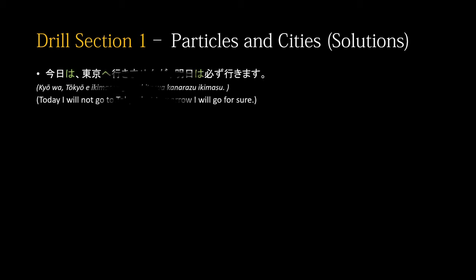And now let's see the results of our first drill section. The first sentence, 今日は東京へ行きませんが、明日は必ず行きます, is a textbook example of verb being used to demonstrate a contrasting relationship between the two clauses of the sentence, while e here is used to show the goal of our movement, and that is Tokyo according to the sentence.